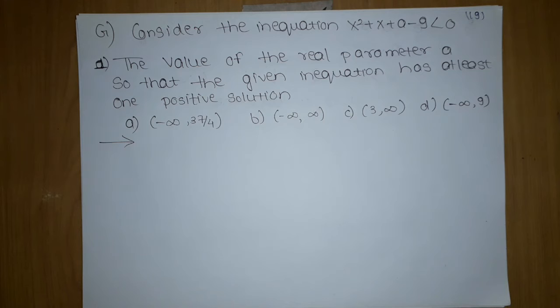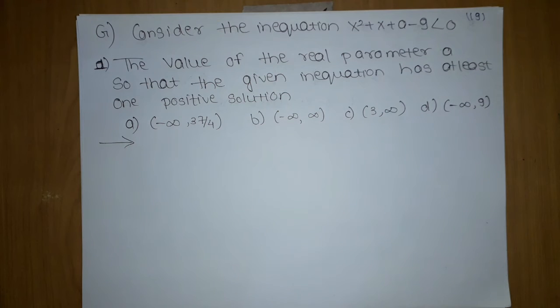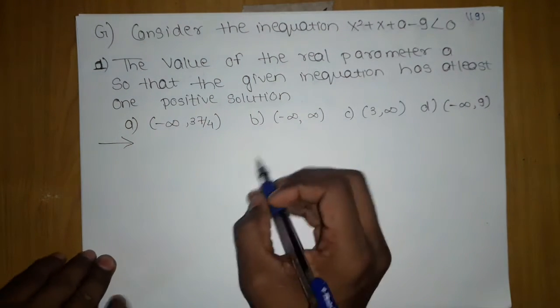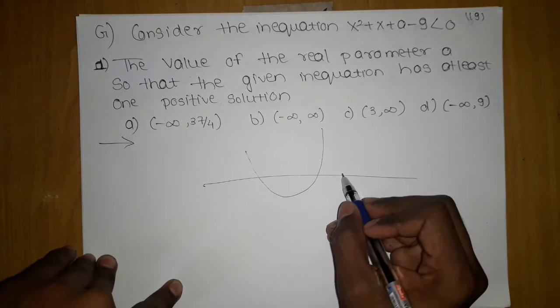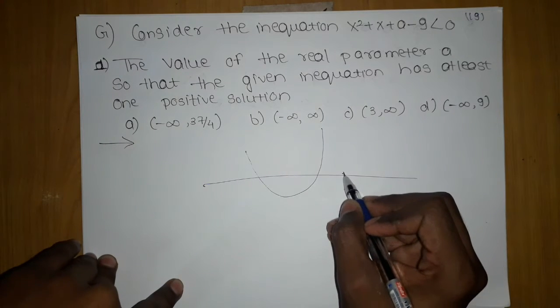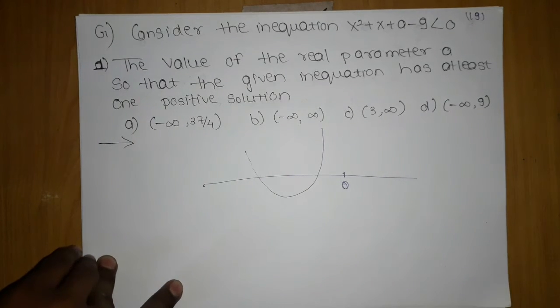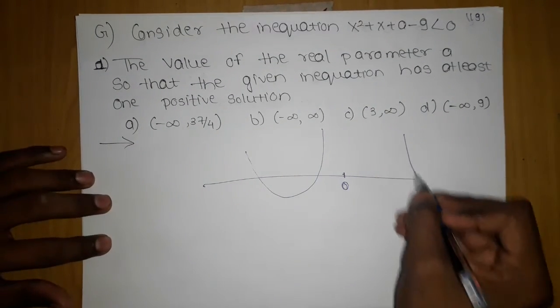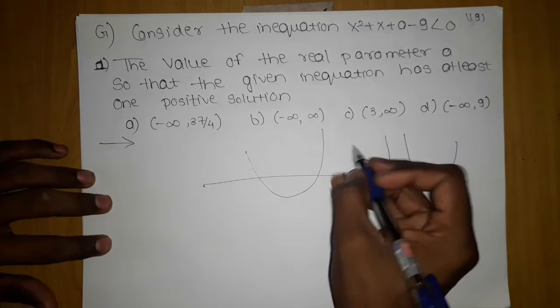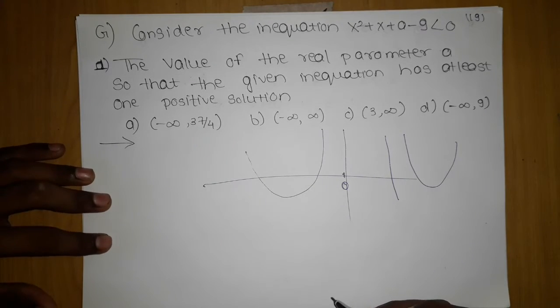The value of real parameter a so that the given inequation has at least one positive solution. So the given inequality should have at least one positive solution. Now this curve is something like this because a is greater than 0. Further, it should have at least one positive solution. If it is 0, it has less than solution, and if it is like that, it has greater than solution if it is on that side.